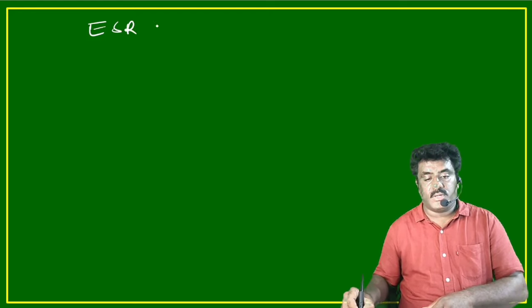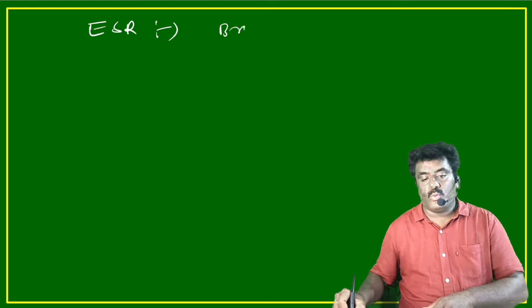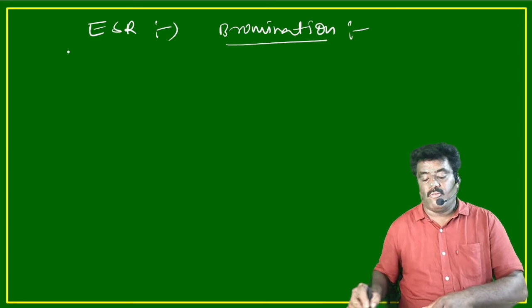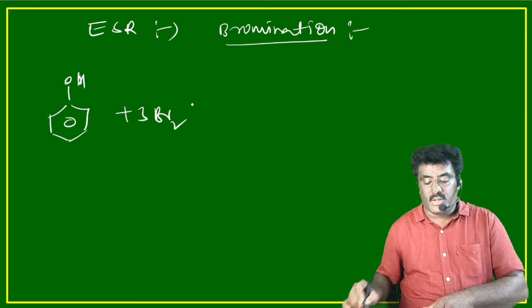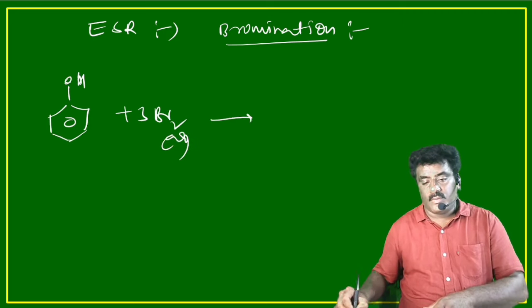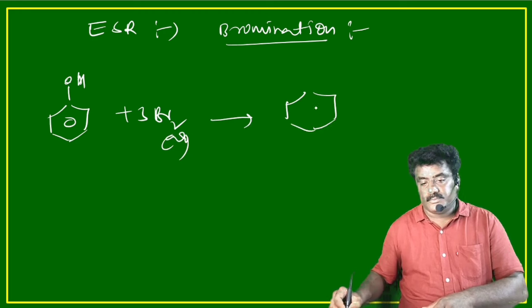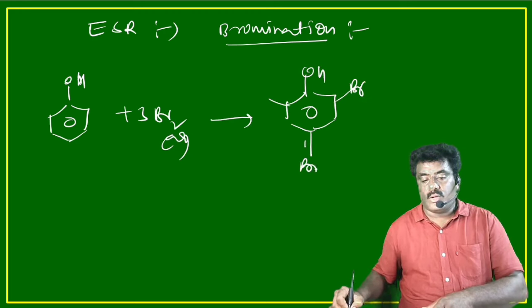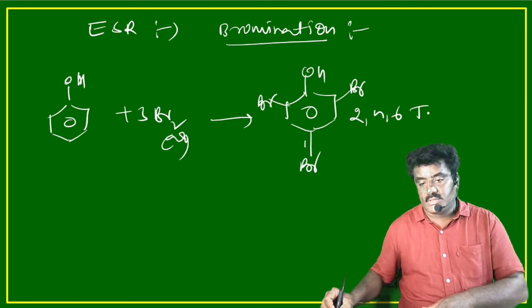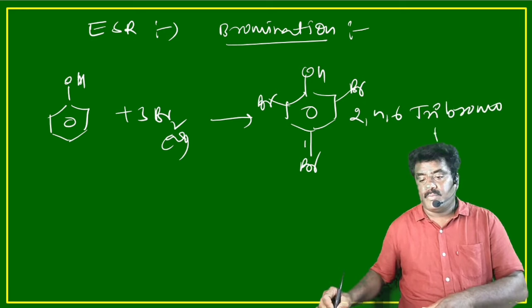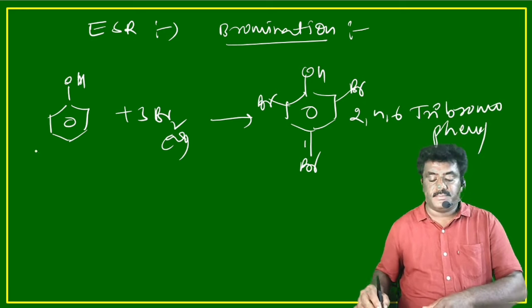Electrophilic substitution reaction. The first one is the bromination. Phenol in presence of 3Br2 in aqueous medium gives the product 2, 4, 6 tribromophenol.